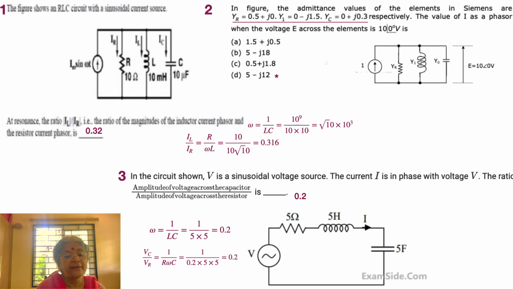Now we'll write out IL by IR as equal to R by omega L, as was mentioned earlier. So it is equal to 10 by 10 root 2. So 10 and 10 cancel. 1 by root 10, or if you divide and multiply by root 10, it becomes root 10 by 10, or in other words, it is 3.16. So root 10 you had better remember as equal to 3.16. So divide by 10, it makes it 0.316, and only 2 decimal places are required. So 0.32 is a good answer.